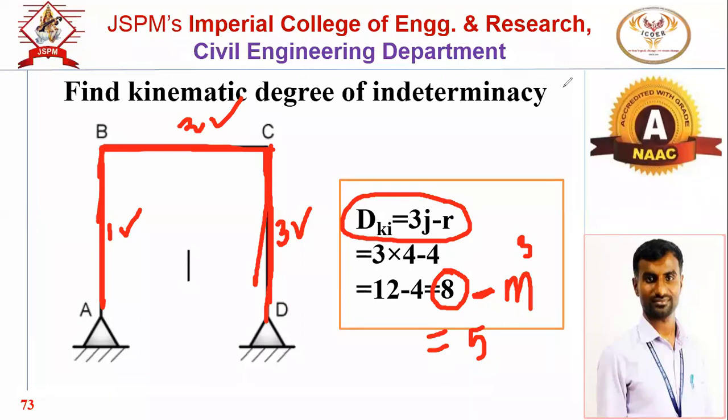So that's why the formula that we have to follow will be 3j minus r plus m. 3j minus r plus m. That is the significance. If you want to neglect the axial deformation, then in that formula just add r plus m. Okay. Neglecting the axial deformation.